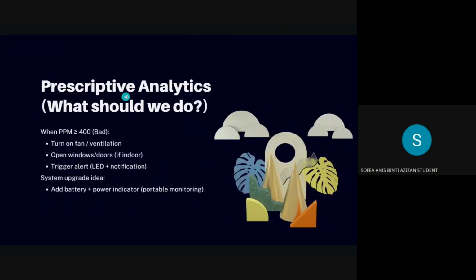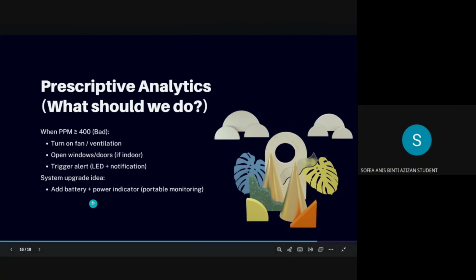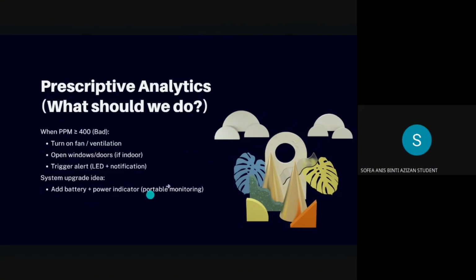Okay, next is prescriptive analytics. What should we do? When ppm rises to 400, which equals bad, we have to turn on the fan or increase the ventilation, or open a window or door, same to increase ventilation. Or we can also add a trigger alert, LED notification, or buzzer system. But a great idea is to add a battery plus power indicator for portable monitoring. Not only at home, you can use it in your room or living room or the kitchen or anywhere.